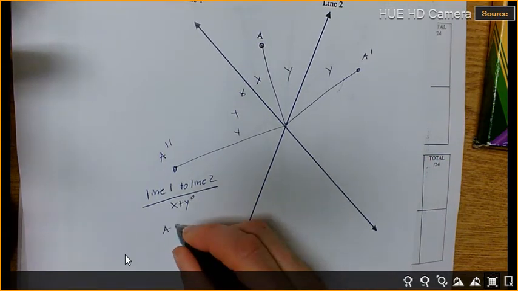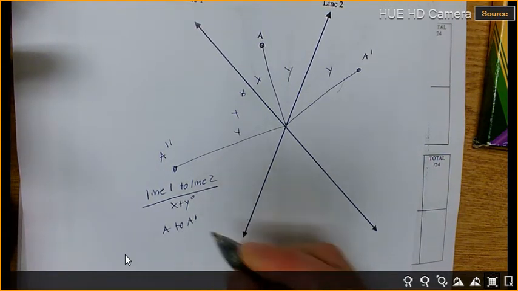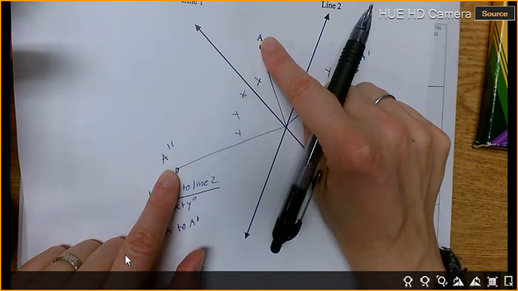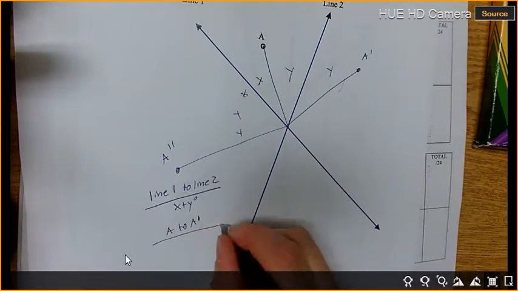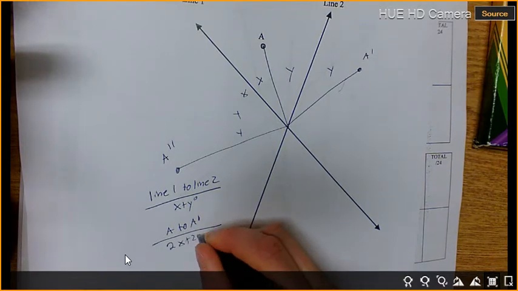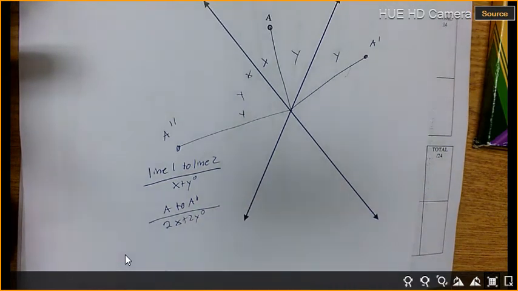And A to A double image, what's the distance between here to here? It should be double that: 2X plus 2Y degrees. Okay? So the degree of rotation doubles.